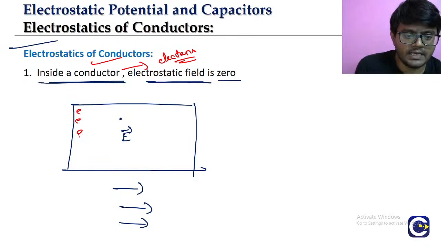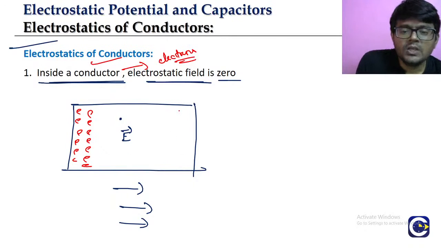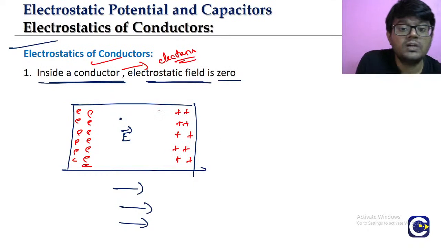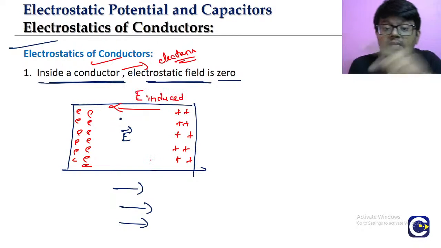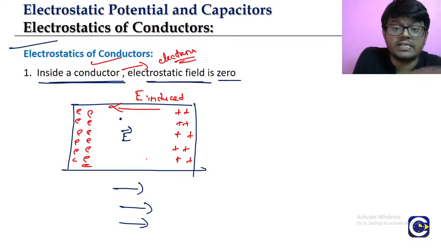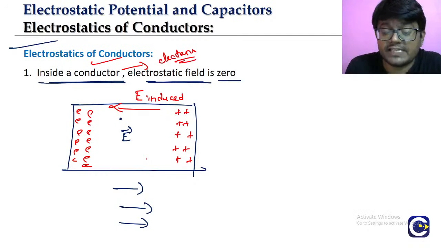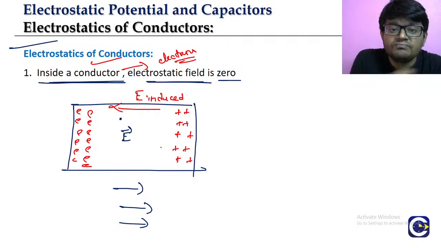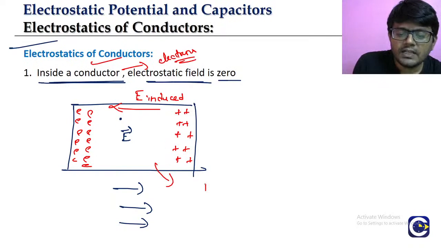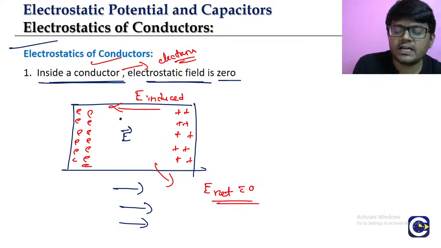So then, all the electrons will accumulate on this side. The side with electron deficit will have positive charge. So there will be an induced electric field in exactly the opposite direction. If the applied electric field is towards the right, the induced electric field will be towards the left. This is what we call the rearrangement of the charge. This rearrangement of the charge will continue till the net field inside the conductor is zero.